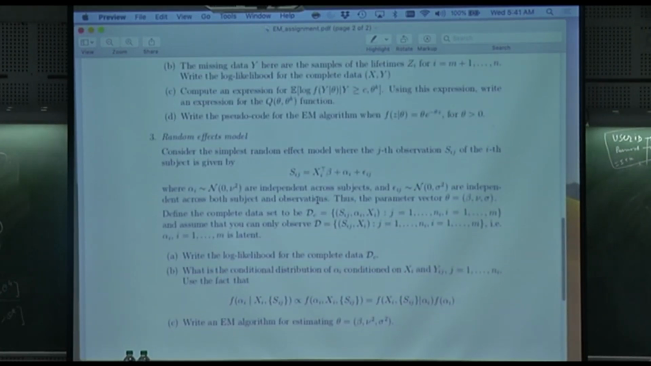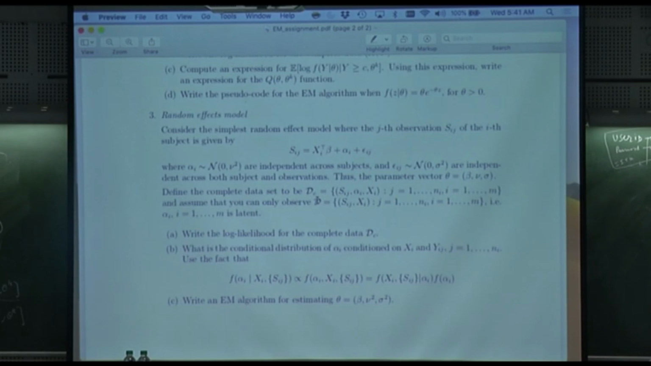And the last one is also actually very interesting. For those of you who have seen a random effect model, you have a situation where the jth observation of the ith subject is given by a random effect model. This is something that is done all the time, that you have something which is class based and something else which is individual based, and this will tell you how to write various things.